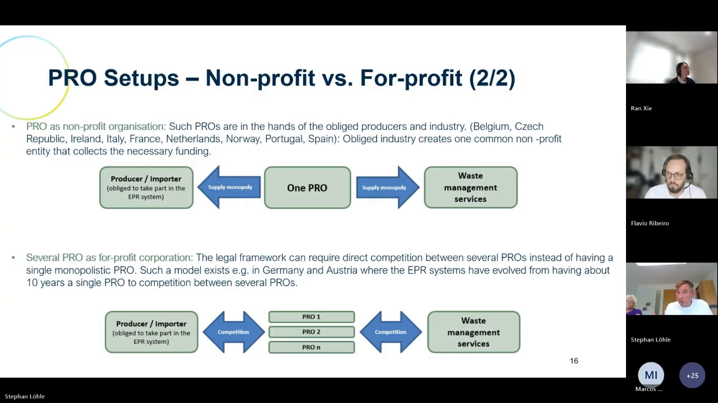Easy. But on the other side, and that's a bit more critical, you also have the supply monopoly in the waste management services, which makes it a very strong entity, right? But basically, they solve this issue by having open tender processes for each and every waste management service operator to participate as far as he wants to.